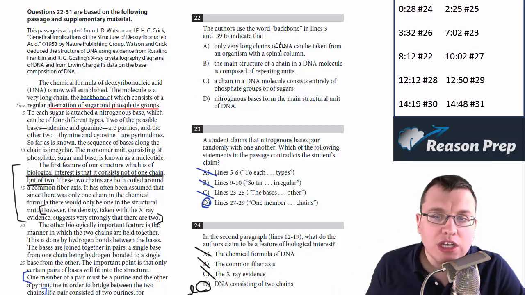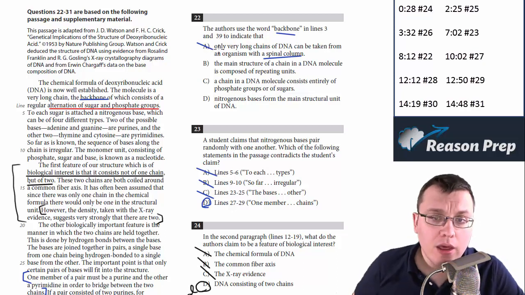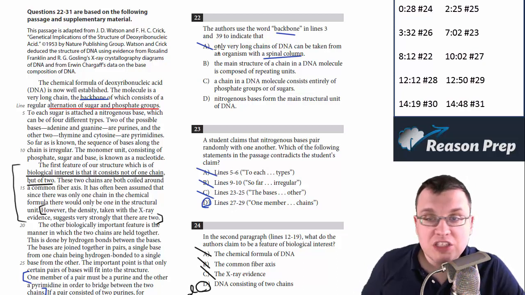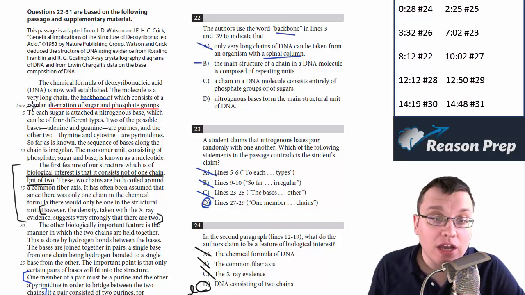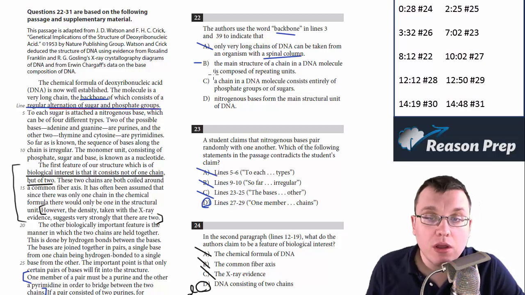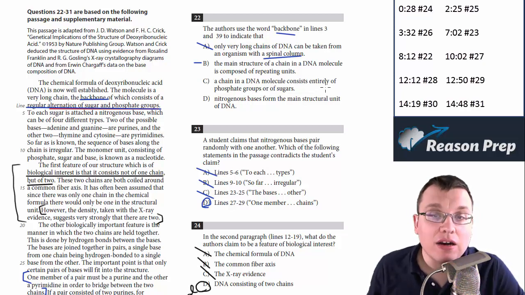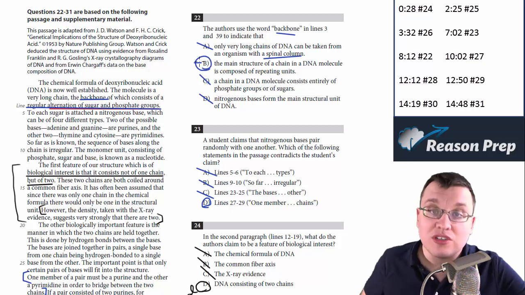Okay, only very long chains of DNA can be taken from an organism with a spinal column. So don't just look at backbone and think spine. There's no discussion of spines or spinal columns anywhere here. The main structure of a chain in a DNA molecule is composed of repeating units. It seems pretty good. I mean, they do talk about how it's a sugar phosphate backbone, and here in line 4, it's a regular alternation. That's all right. A chain in a DNA molecule consists entirely of phosphate groups or of sugars. No, it's both, right? That's an alternation. Nitrogenous bases form the main structural unit of DNA. This is kind of true, but that's not why they're talking about the backbone. B makes sense when they're discussing the backbone.